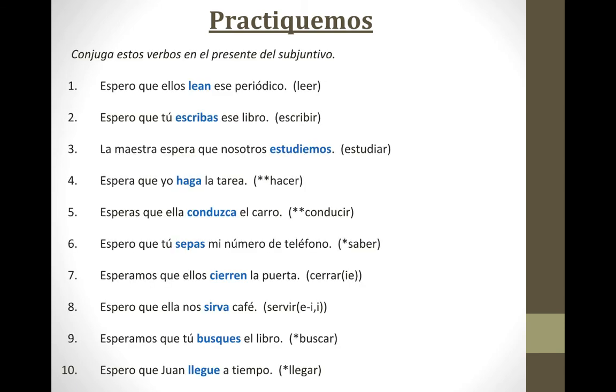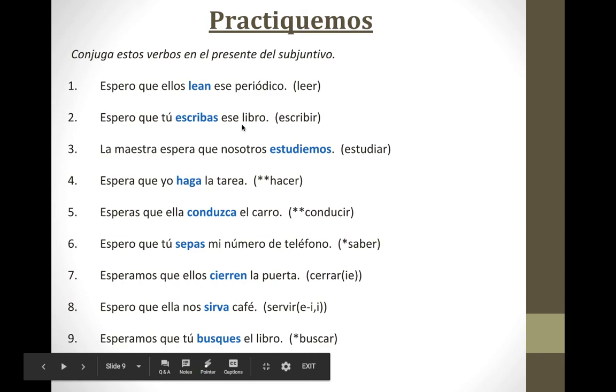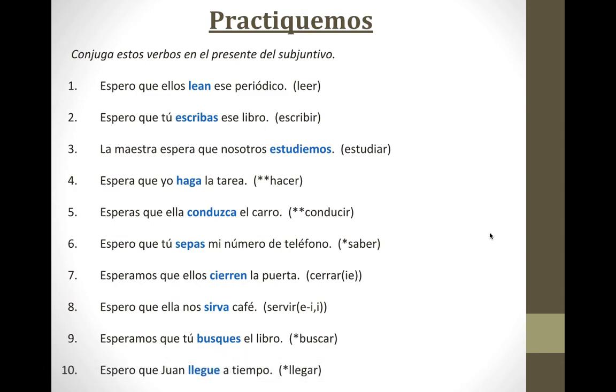Okay, repasemos. Number 2, I hope you write that book. Escribas. Number 3, the teacher hopes that we study. Estudiemos. 4, he hopes that I do the homework. Haga. Number 5, you hope that she drives, conduzca. Number 6, I hope you know my phone number, sepas.